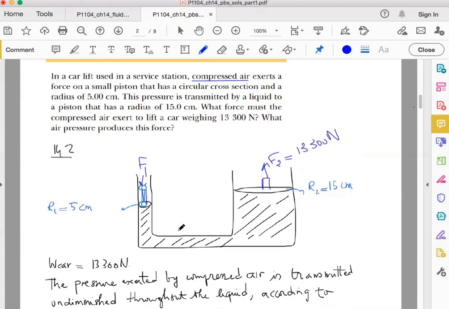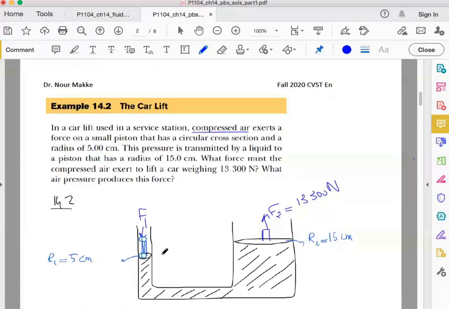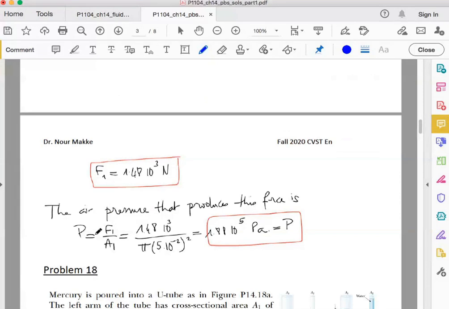Now, how much pressure produces this force? Well, we know that this F1 is applied on the small piston. This piston has area A1 and has a force exerted on it, F1. Okay, so how much pressure? The pressure is defined by P1 equals F1 over A1. This is it. Let's apply this relation. So we end up with P equals F1 over A1. F1 is what we found a moment ago. A1 is pi multiplied by R1 squared, and so you end up with this value.